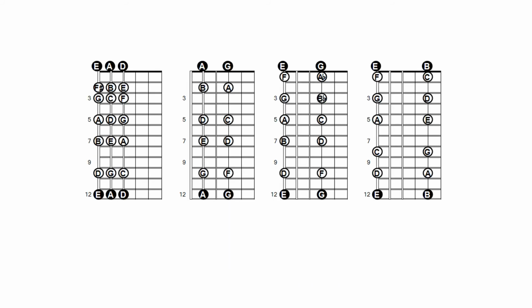To summarize, we classified notes on the E, A, D strings as fourths and fifths, notes on the A to G strings as minor sevenths, notes on the E to G strings as minor thirds, and notes on the E to B strings as perfect fifths.